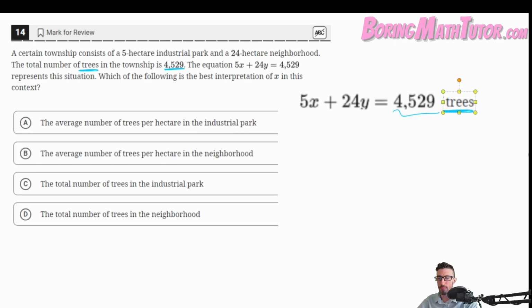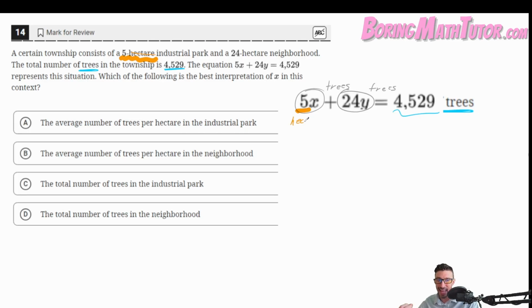Okay, so what does that mean? That must mean that the unit for 5x must be trees, and this must be also trees. So that we have a certain amount of trees plus a certain amount of trees equals a total amount of trees. Okay, but now I got to figure out what's the unit of just the 5 on its own. Well, they're saying that the 5 is a hectare. Hectare is kind of like an acre. It's just a way that you measure land area. That doesn't really matter too much for our unit analysis, though.